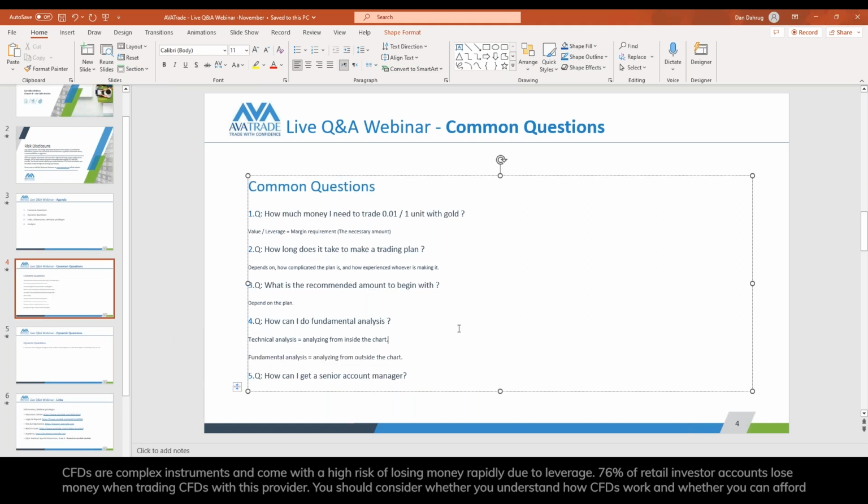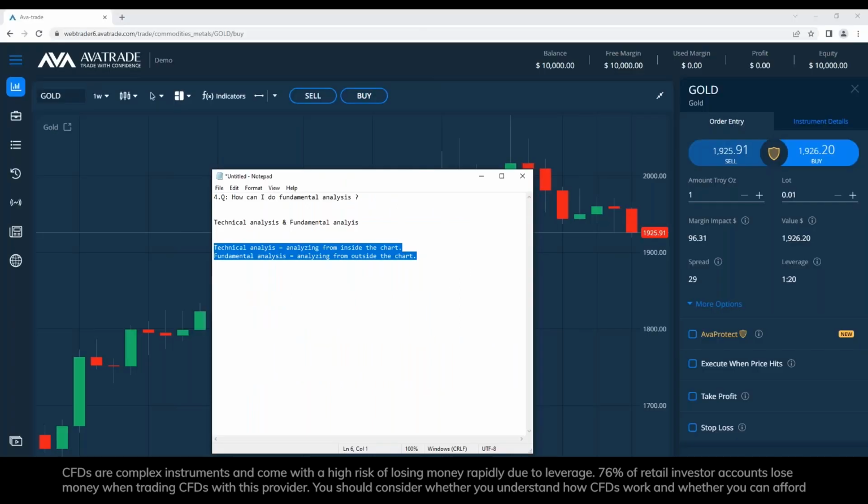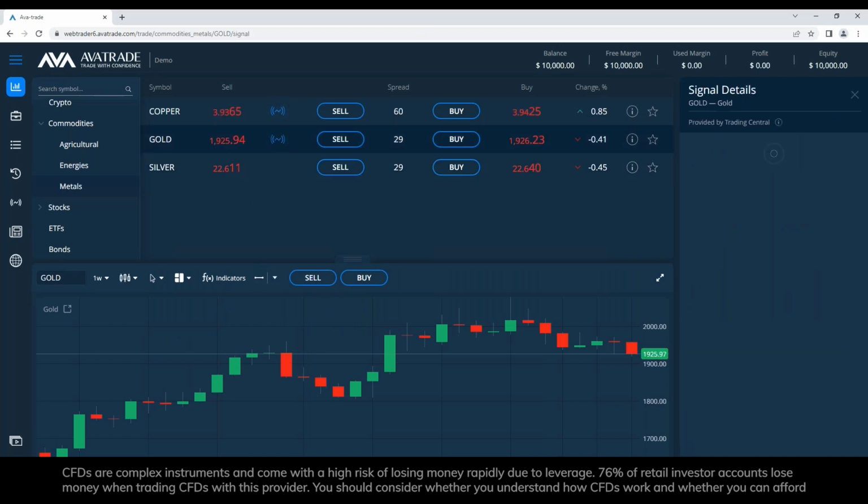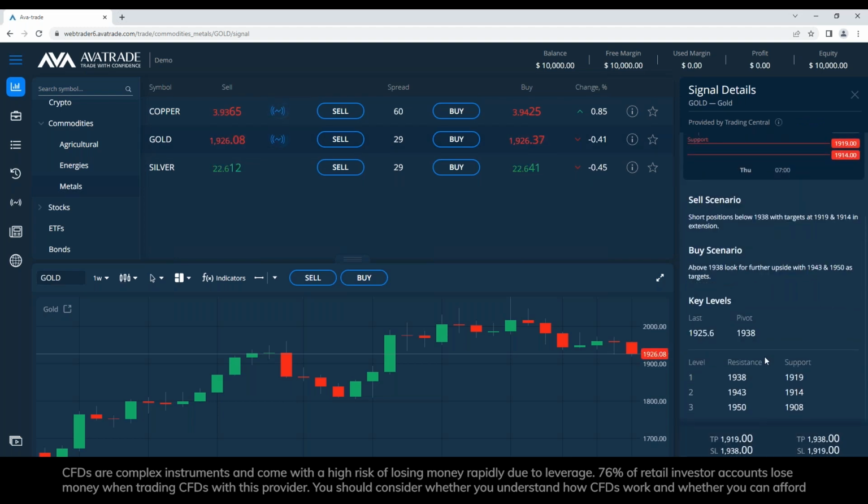That means that technical analysis, analyzing from inside the chart, could mean averages, measurements, support and resistance, and pivot points. Well, I'll give you an example in a second. And you have other key ingredients. Now, I'm going to show you the lightning icon here, that if I click it, it's going to give me what I've put down for you a moment ago: support and resistance, key levels, best scenario, sell scenario, with a buy and sell.